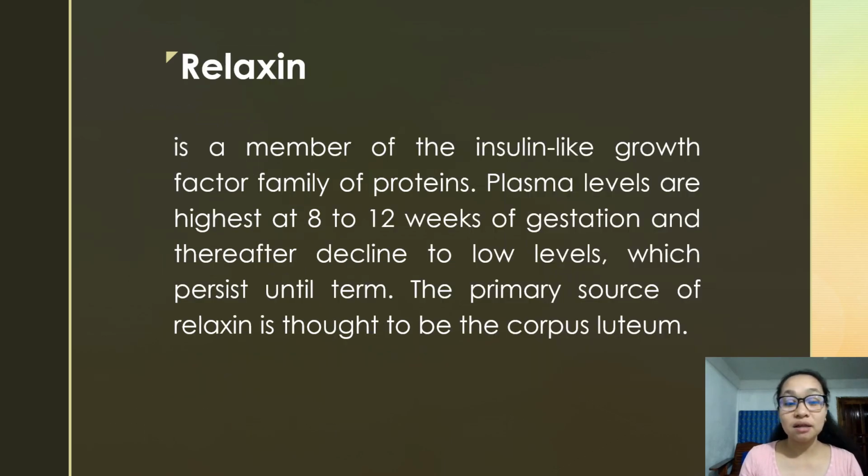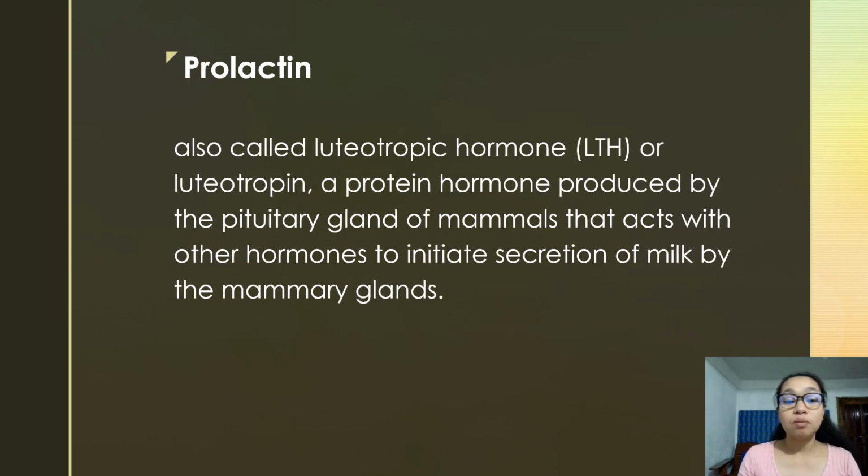Relaxin is a member of the insulin-like growth factor family of proteins. Plasma levels are highest at 8 to 12 weeks of gestation and thereafter decline to low levels which persist until term. The primary source of relaxin is thought to be the corpus luteum. Prolactin, also called luteotropic hormone or LTH, or luteotropin, is a protein hormone produced by the pituitary gland of mammals that acts with other hormones to initiate secretion of milk by the mammary gland.